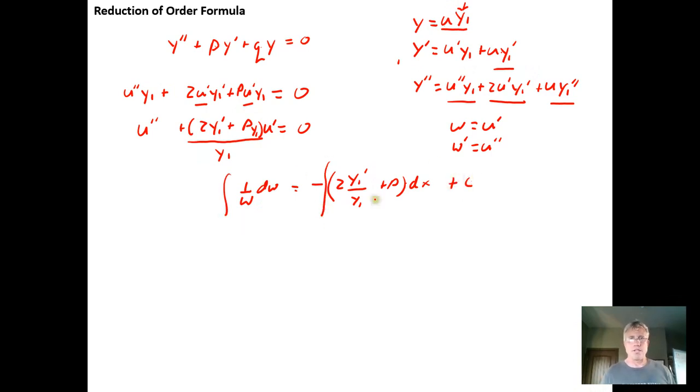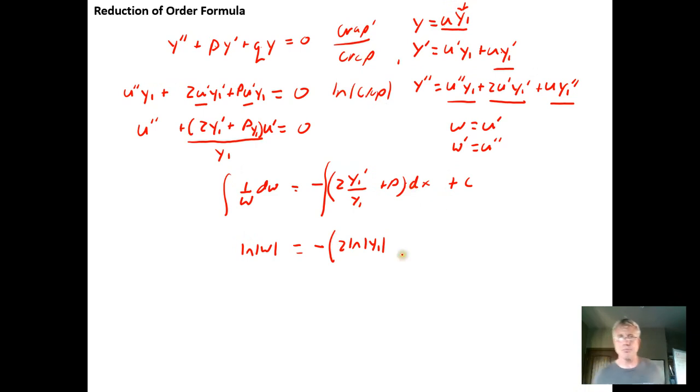And when we integrate, we get a constant of integration. And what we want to notice is here we're just going to get the natural log of the absolute value of w minus, right here I'm going to get, I'll put it in parentheses for now, 2 times the natural log of y sub 1. Remember, the derivative of the natural log is 1 over the stuff, so we get 1 over y sub 1, and then you have to multiply by the chain rule by the derivative of the stuff. So anytime we have that form stuff prime over stuff, when we integrate it, we get the natural log of the stuff. And here, plus, I don't know what the function p is, so I'm not going to be able to integrate that. But I'm going to have my constant of integration.